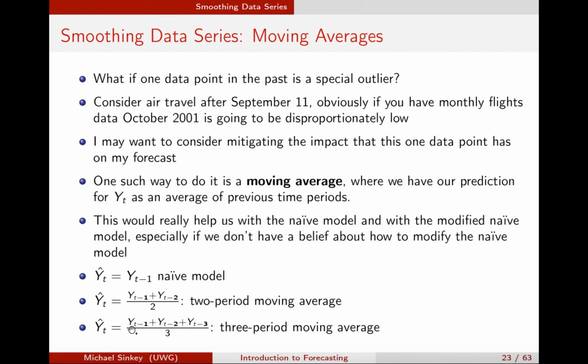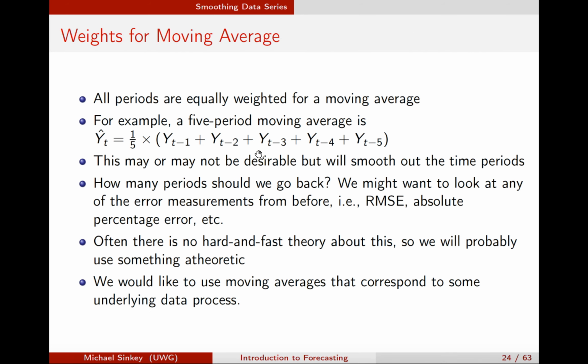Now, if you go to the 3-period moving average forecast, you have Y_{t-1}, that's yesterday, Y_{t-2}, that's 2 days ago, and Y_{t-3}, that's 3 days ago, and we split it in thirds. So if you think of a pie, cut it into 3 equal slices. All periods are equally weighted for a moving average. So a 5-period moving average has 1/5, 20% of each of the previous 5 periods. And this may or may not be desirable. We might think that the more recent past is a better predictor of the future than the more distant past. We'll get into methods that account for this, such as exponential smoothing. But right now we're just looking at something where all periods count the same.